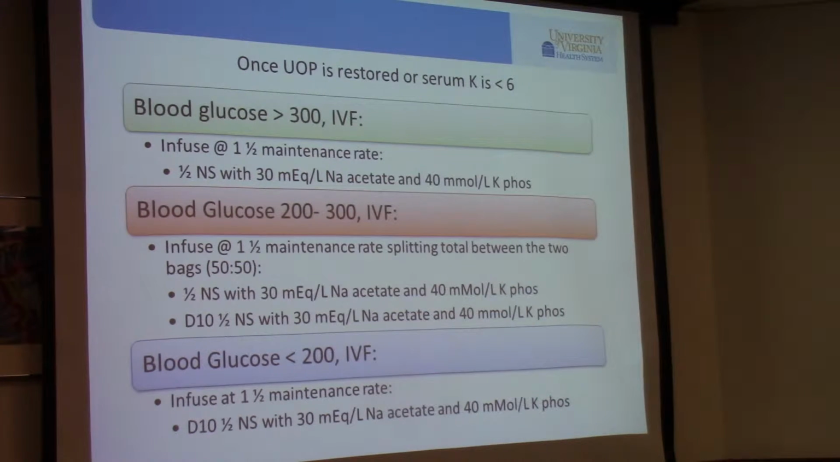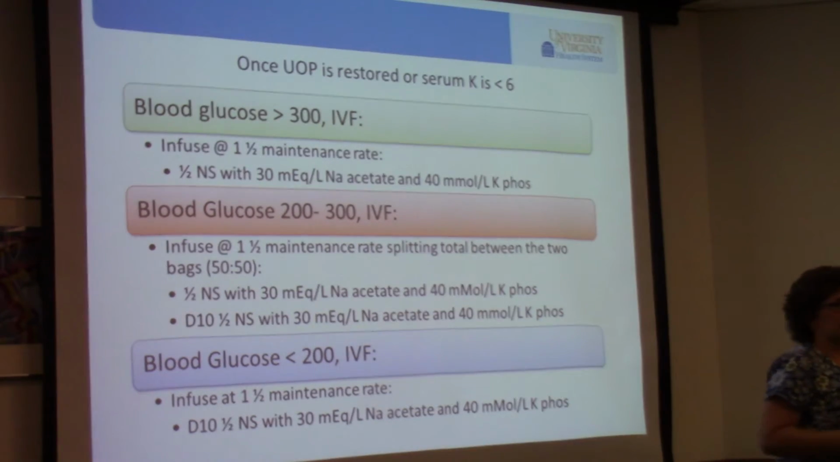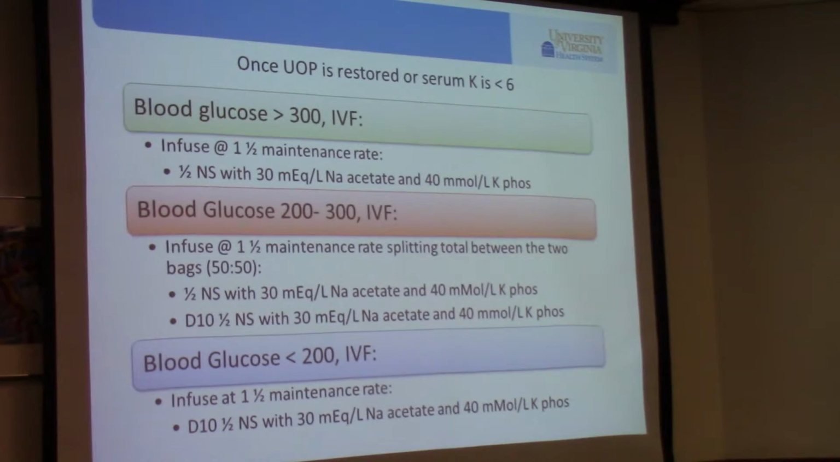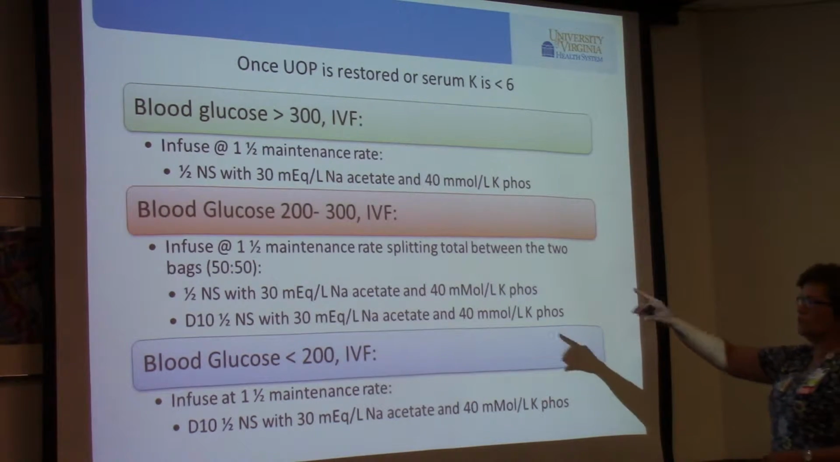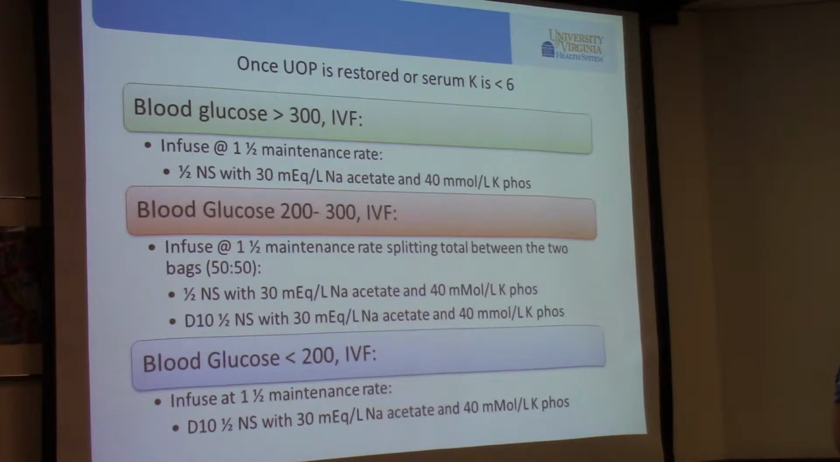So this is what you will see on the order set, as well as the card, not the cards, but the worksheet. This is where I think people get a little bit confused, but there's such a thing that we have, and it's called a 2-bag system. And so what the 2-bag system means is that initially when the kid comes in and you find out what their lab values are and you give them 10 per kilo, the first bag of fluid that you're going to hang is half normal saline with 30 and 40 of your additives, okay?